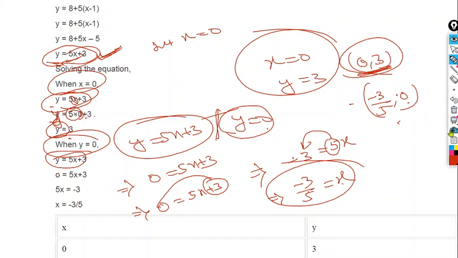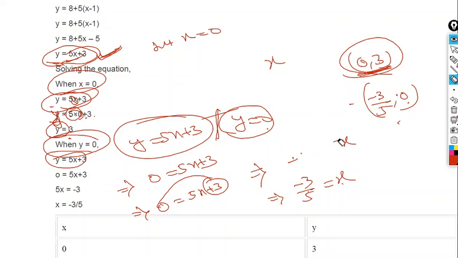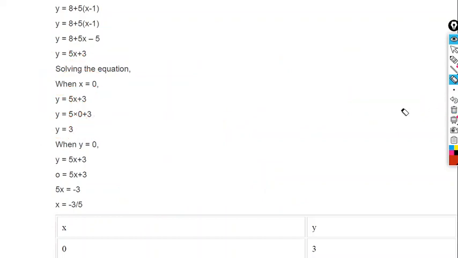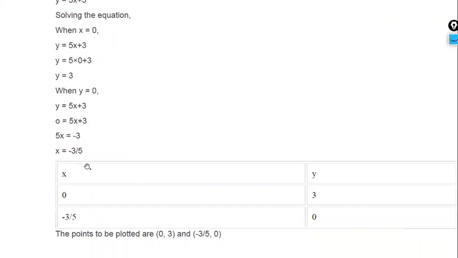with these points. One second, we will erase all this. Okay, so try to draw the graph. Yes, you may have some problem drawing this point, minus 3 by 5. There is no issue.